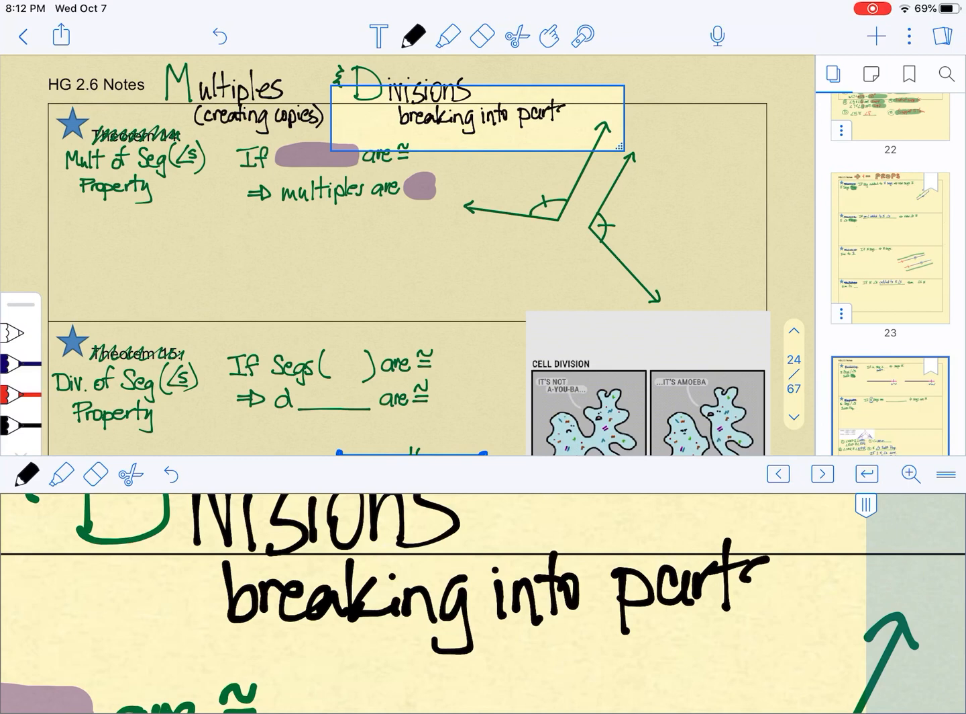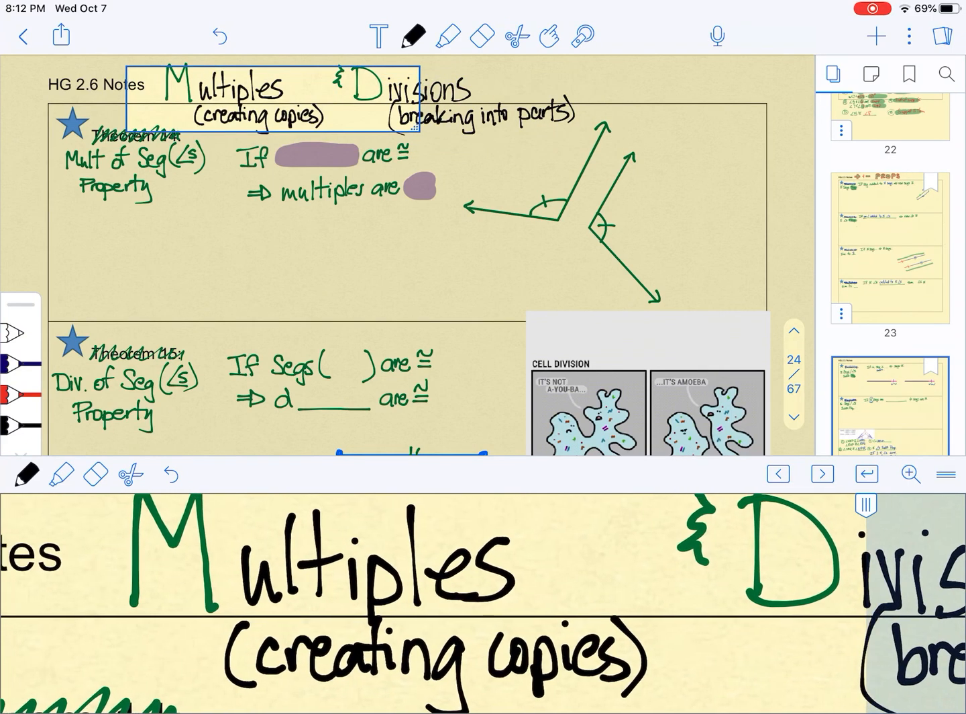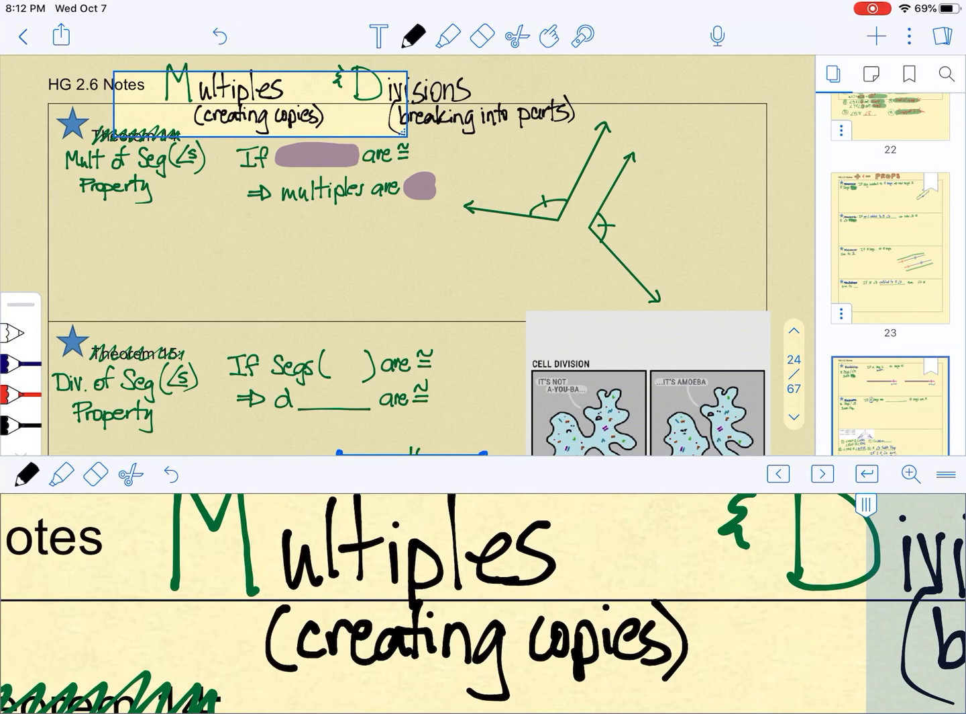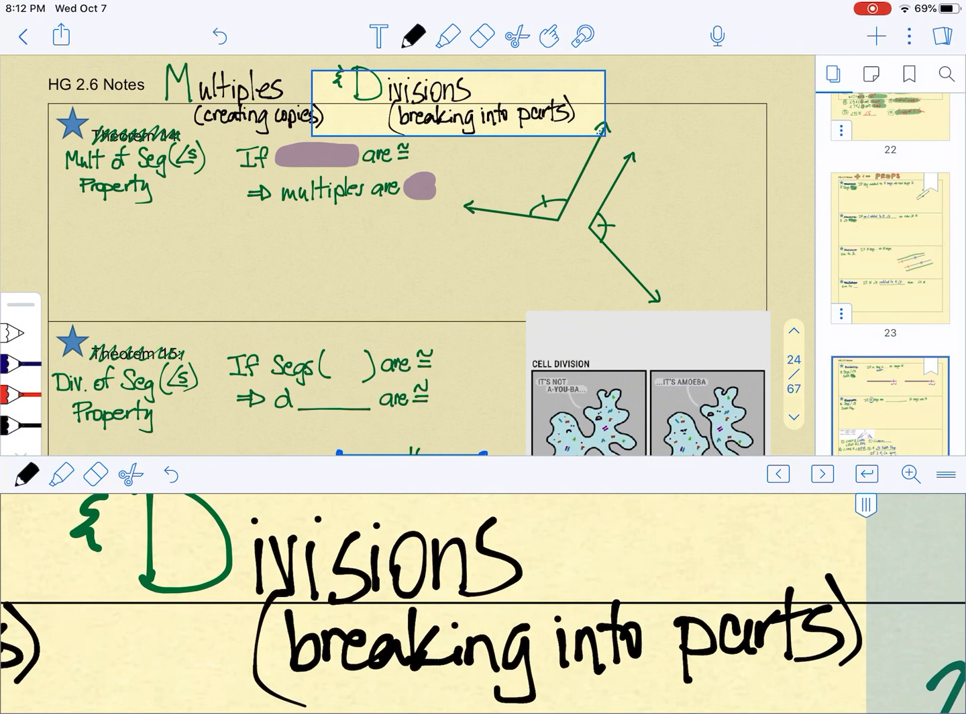And the way you're going to differentiate between these two things is you will typically in the problem be looking to prove that something bigger is congruent than what you started with, or if it's a division, then you're looking to prove something smaller is congruent than what you began with. All right.